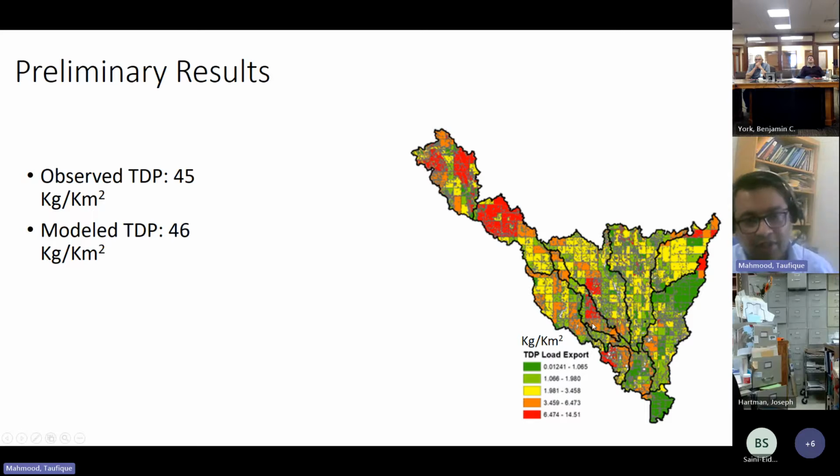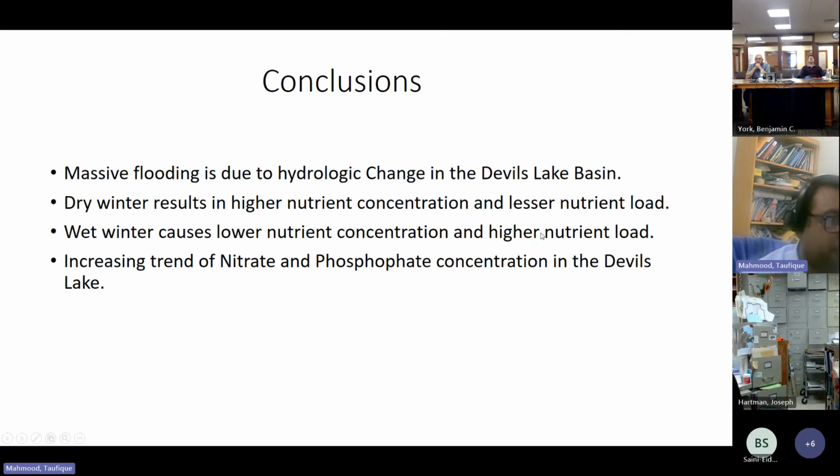This is the winter phosphorus export map throughout the Mavekuli Basin, in kg per kilometer squared. Preliminarily, we have a reasonable match between the observed TDP and the model TDP at the outlet scale, but we are still working on these model results.